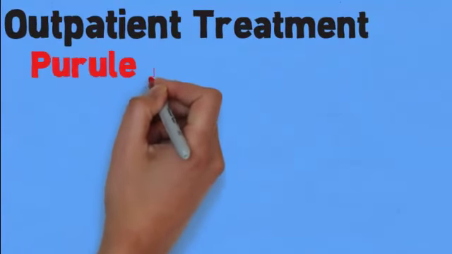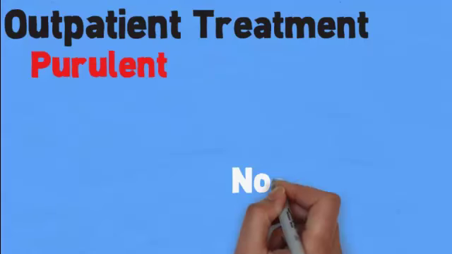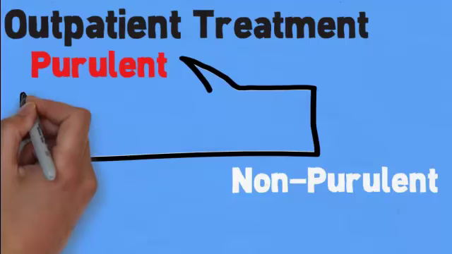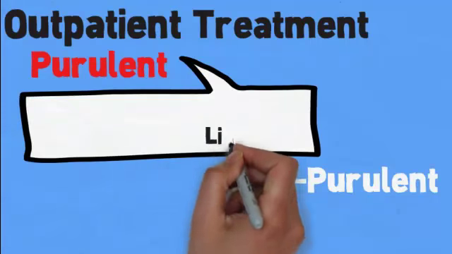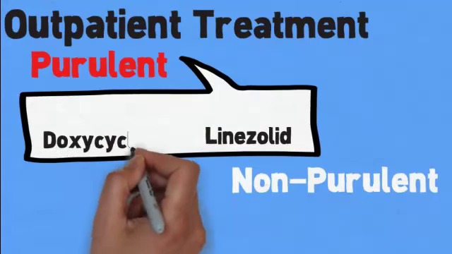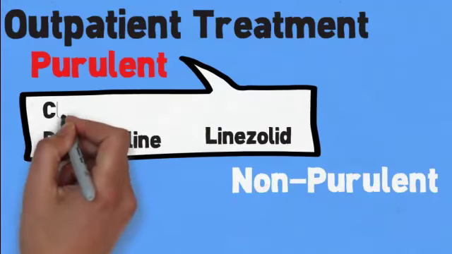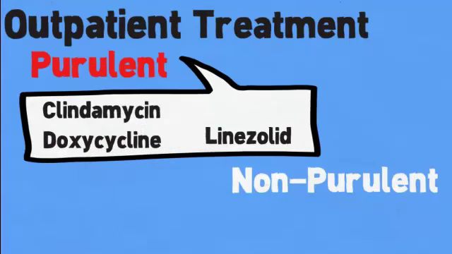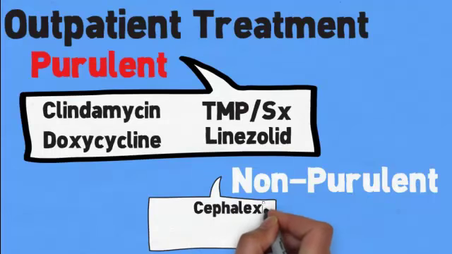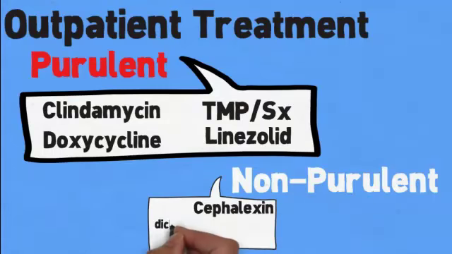The key finding that dictates treatment is whether the cellulitis is purulent, producing pus, or not, non-purulent. If the area affected is purulent, there's a concern for MRSA, so think about using clindamycin or trimethoprim sulfamethoxazole, otherwise known as Bactrim. If the patient is penicillin allergic, you can consider doxycycline. Linezolid is another outpatient agent that can be used that would also cover MRSA. If the cellulitis is non-purulent, then consider cephalexin, dicloxacillin, or clindamycin. These antibiotics are mainly pointed at streptococcus.